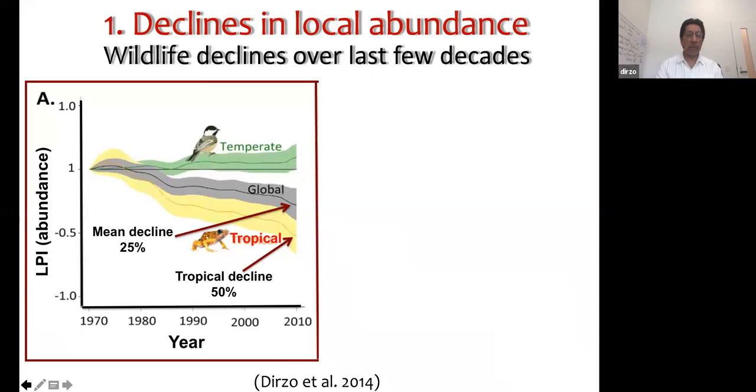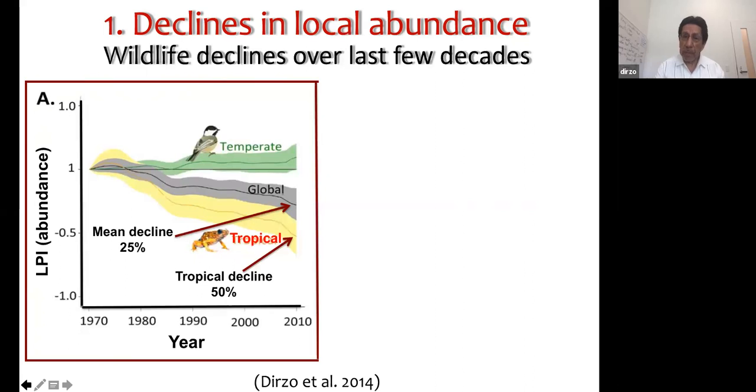This graph shows on the x-axis the time course over the last four decades, between 1970 and 2010 for this particular example. On the y-axis, you have the value of the LPI. The number one indicates that the decline is not occurring, that the populations are stable in abundance. But as you can see, on the gray line that goes through the graph, which represents the global decline in the abundance of vertebrates over the last four decades, there has been a decline of about 25%.